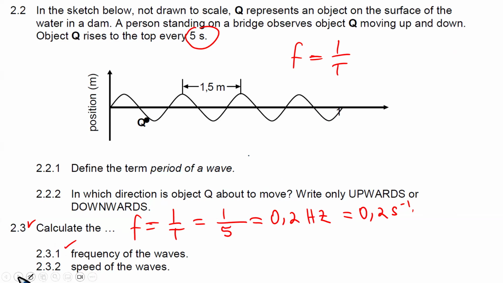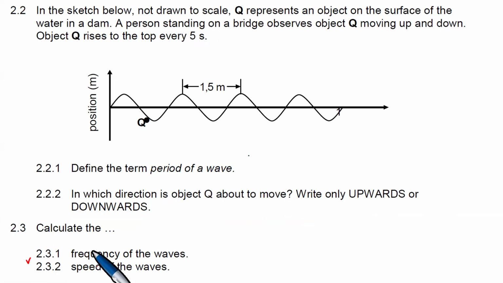2.3.2. Calculate the speed of the waves. What is the formula for calculating the speed of a wave? What do you think, Paul? How to calculate the speed of a wave? What is the formula for finding the speed of a wave? The speed of a wave is the wavelength multiplied by the frequency.